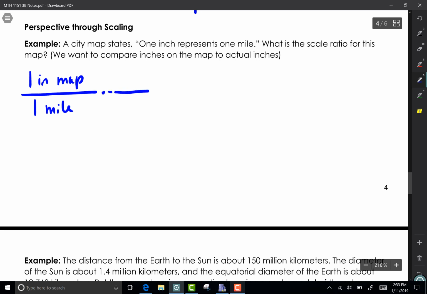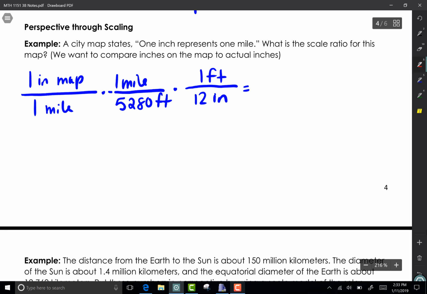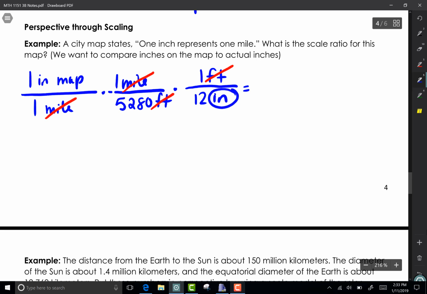And I know that 1 mile is equal to 5,280 feet. And I know that there are 12 inches in each foot. So now I can compare inches on the map to inches in real life, and actual inches. Okay, so I'm canceling off my feet, canceling off my miles, and what I'm left with is real inches compared to inches on the map, so we can compare them.